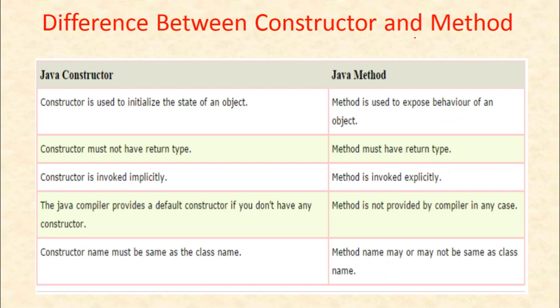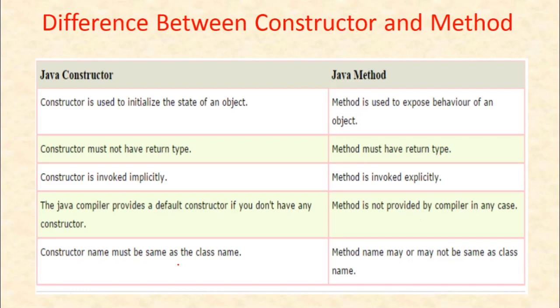So what are the differences between a constructor and a method in Java? A constructor is used to initialize the state of an object, and a Java method is used to expose the behavior of an object. A constructor must not have a return type. A method must have a return type, as we know. A constructor is invoked implicitly. A method is invoked explicitly. The Java compiler provides a default constructor if we don't have any constructor. As we discussed, when we are not using a constructor, internally there is a constructor present in the code. A method is not provided by the compiler in any case, so we must declare a method in order to use it.